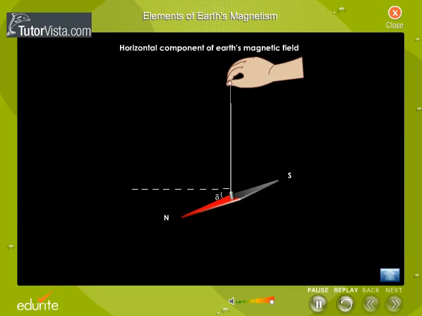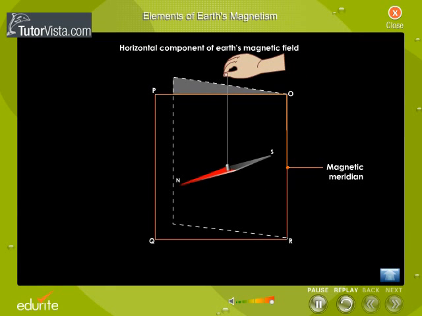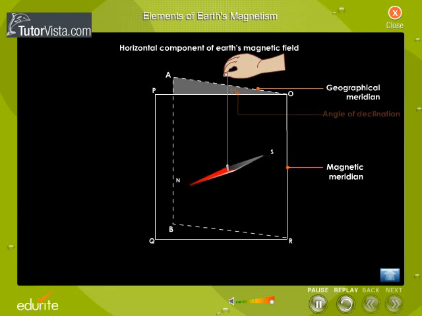Shown here is a freely suspended magnetic needle, NS. The vertical plane OPQR passing through its axis is the magnetic meridian. The plane OABR is the geographical meridian. The angle between these two planes is the angle of declination. The angle between the axis OQ of the magnetic needle and the horizontal OP is the angle of dip, delta. The axis OQ of the magnetic needle represents the direction of Earth's magnetic field, BE. The field BE can be resolved into horizontal and vertical components, BH and BV.